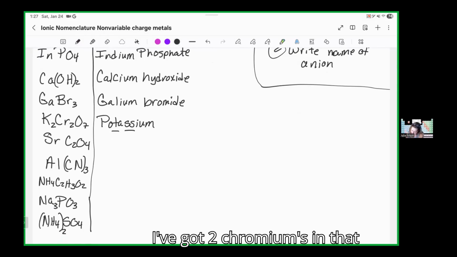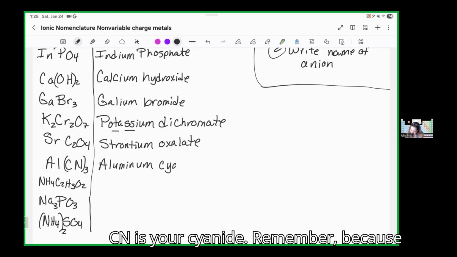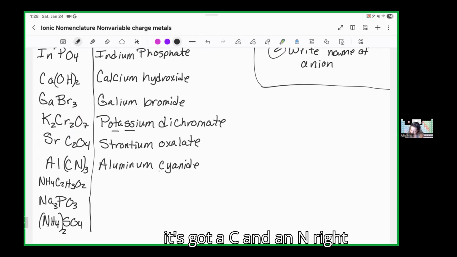And here I've got 2 chromiums in that ion, so that is dichromate. Sr is strontium. C2O4 is your oxalate ion. Al is aluminum. CN is your cyanide. Remember, because it's got a C and an N right there in the name.